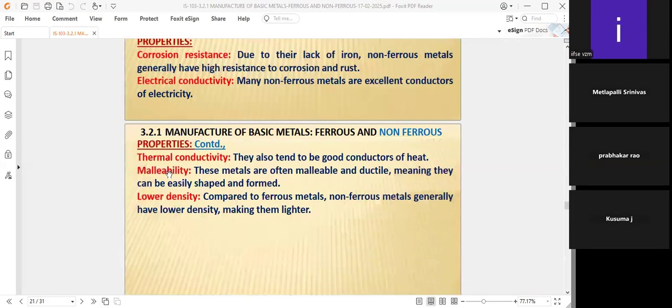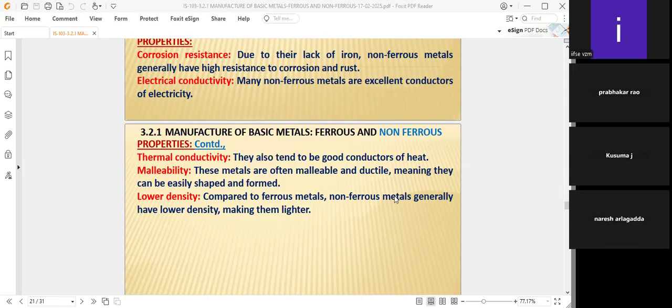Coming to malleability, these metals are often malleable and ductile, meaning they can be easily shaped and formed. That's what I told you. It can be easily bent, with less high heat. It will be easy to prepare various shapes, whichever you want.